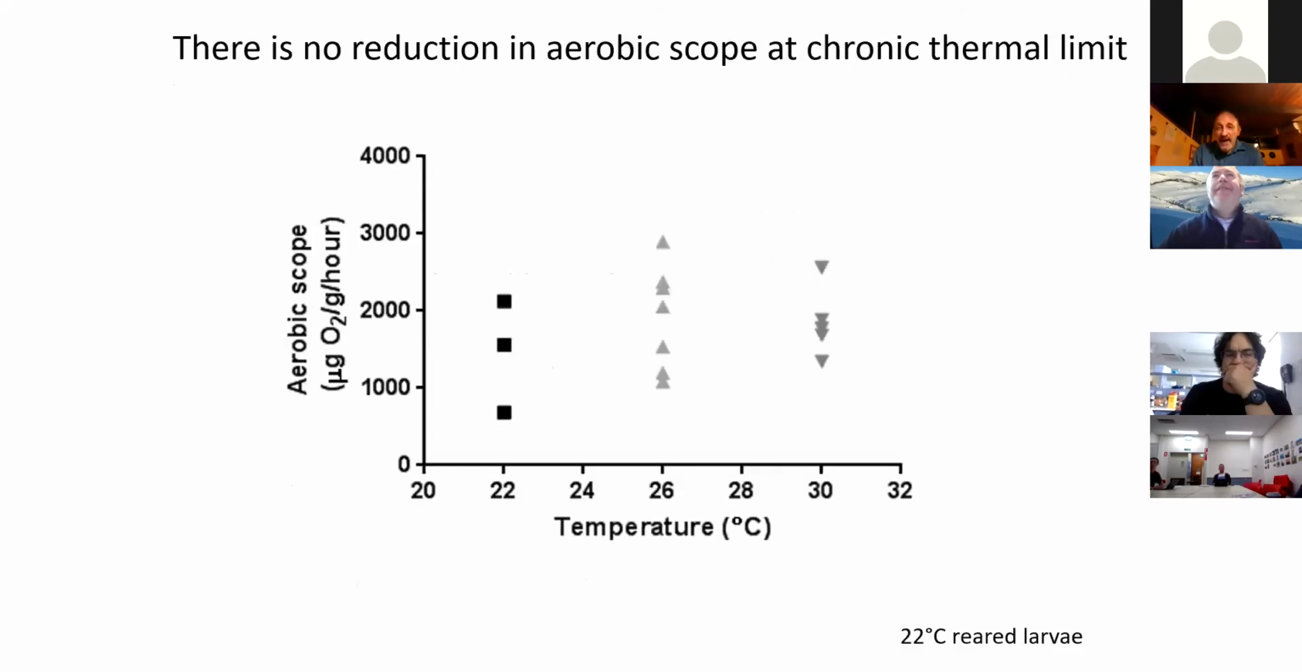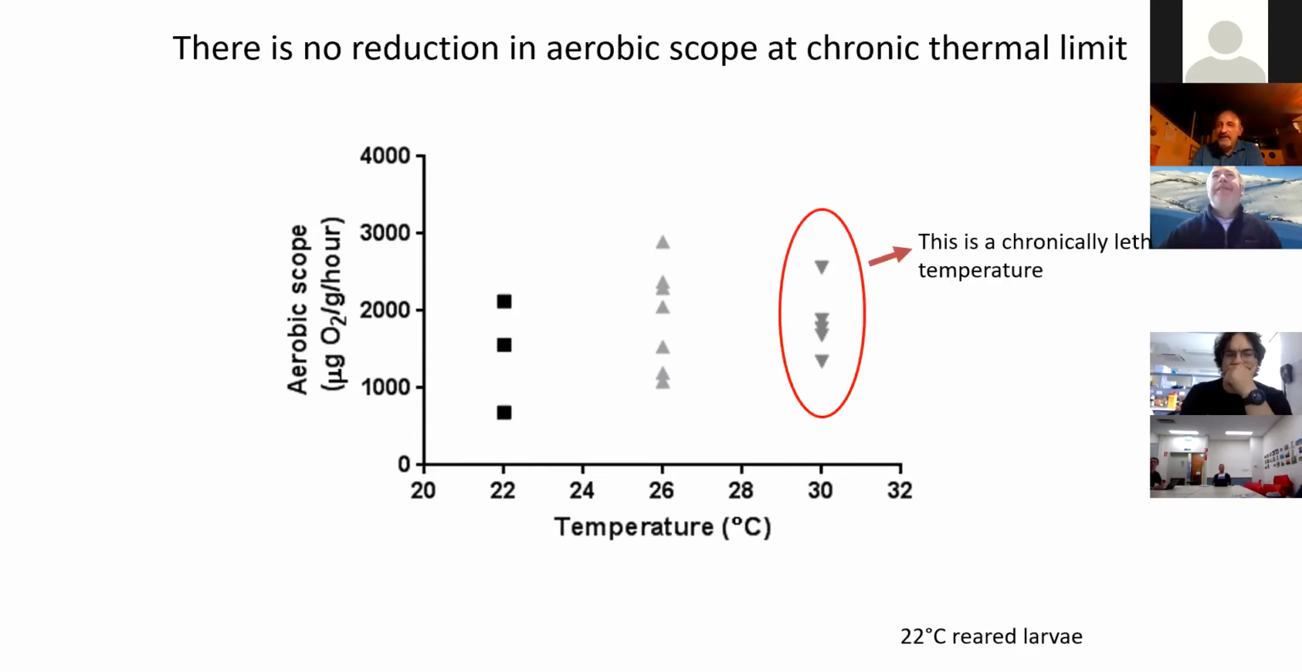And if we look at what we got for aerobic scopes across these temperatures, we see really no difference in aerobic scope, even at temperatures that are the chronic thermal limit of this animal. At 30 degrees C, no larvae make it out of their rearing jars. But at that temperature, at least in the short-term exposure, there's no issue with oxygen limitation.